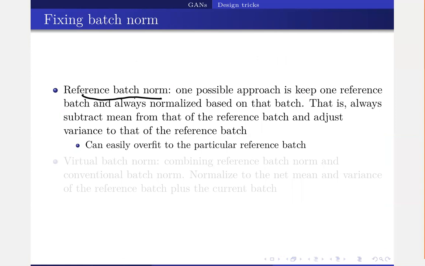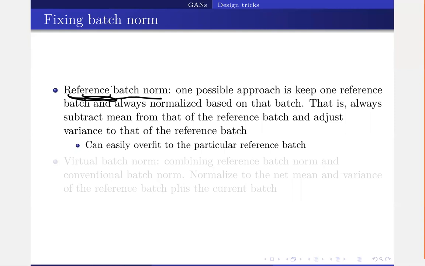In other words, we take multiple batches together, compute the mean and variance, and use those statistics to normalize everything instead. But sometimes that may not be desirable, because we will overfit. When you use a reference batch, which reference you pick is quite important.